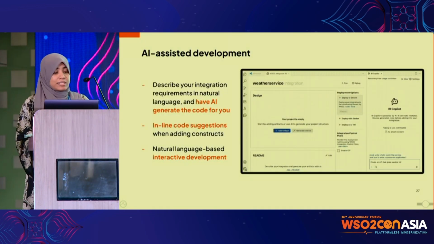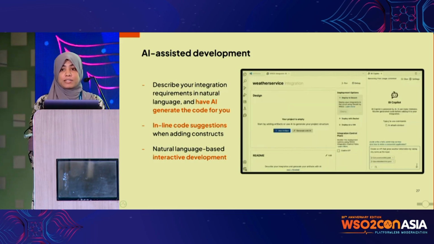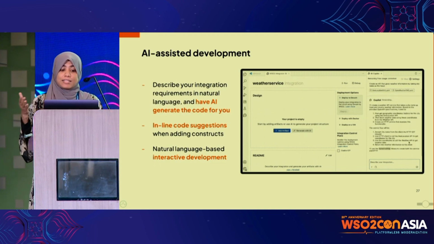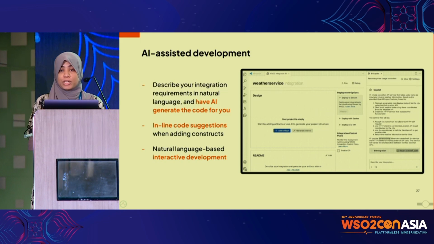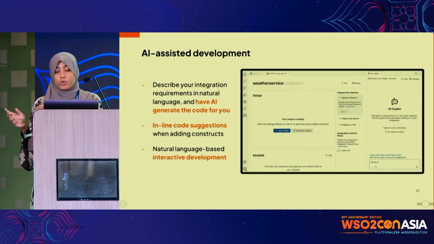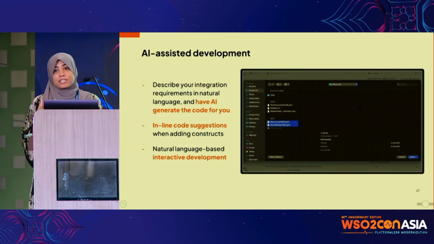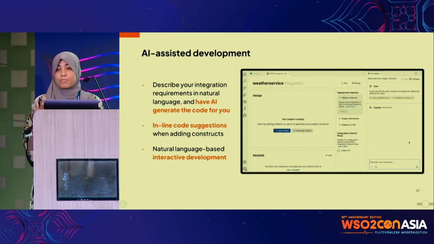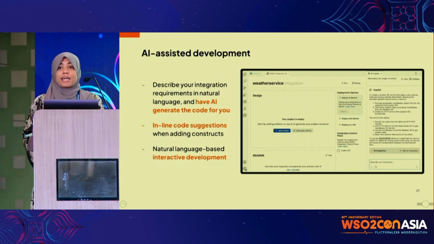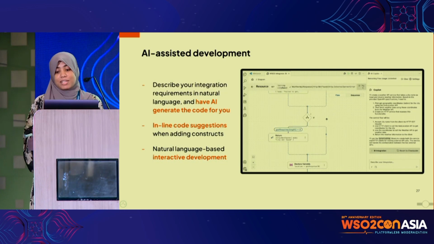We have AI-assisted development with Ballerina Integrator, where you can describe your integration requirements in natural language and have AI do the work for you. And like I previously mentioned, we have inline suggestions, in the low-code mode as well, similar to what you would see with GitHub Copilot when you're using it in a pro-code scenario. This is also natural language-based interactive development. BI has its own BI Copilot, so you can chat with it, refine your requirements, and when you're ready to generate your integration, you can generate it, review it, and then accept it.